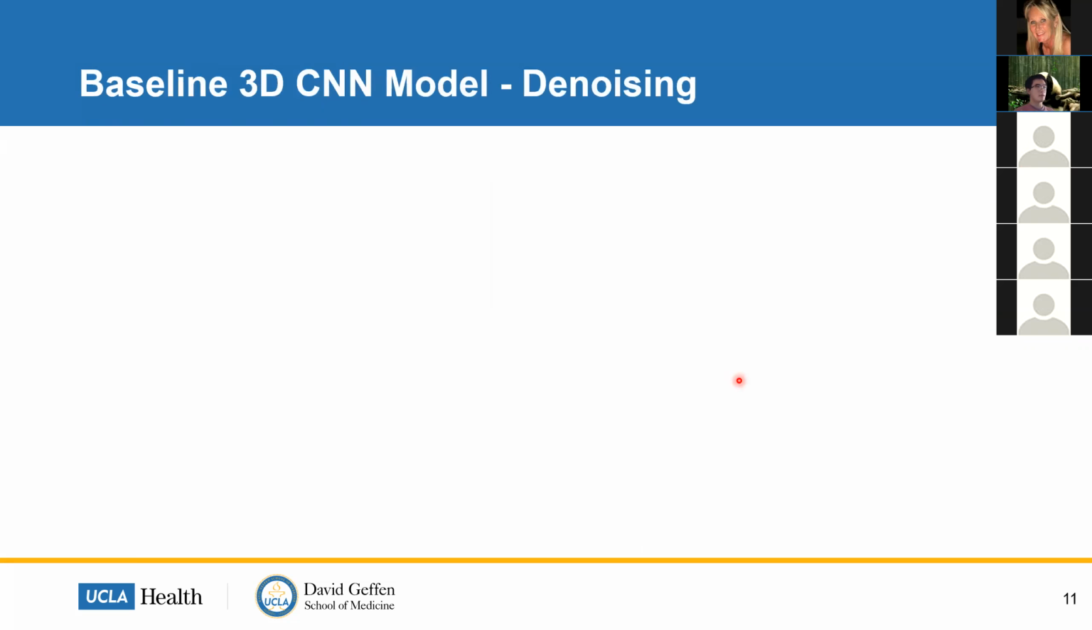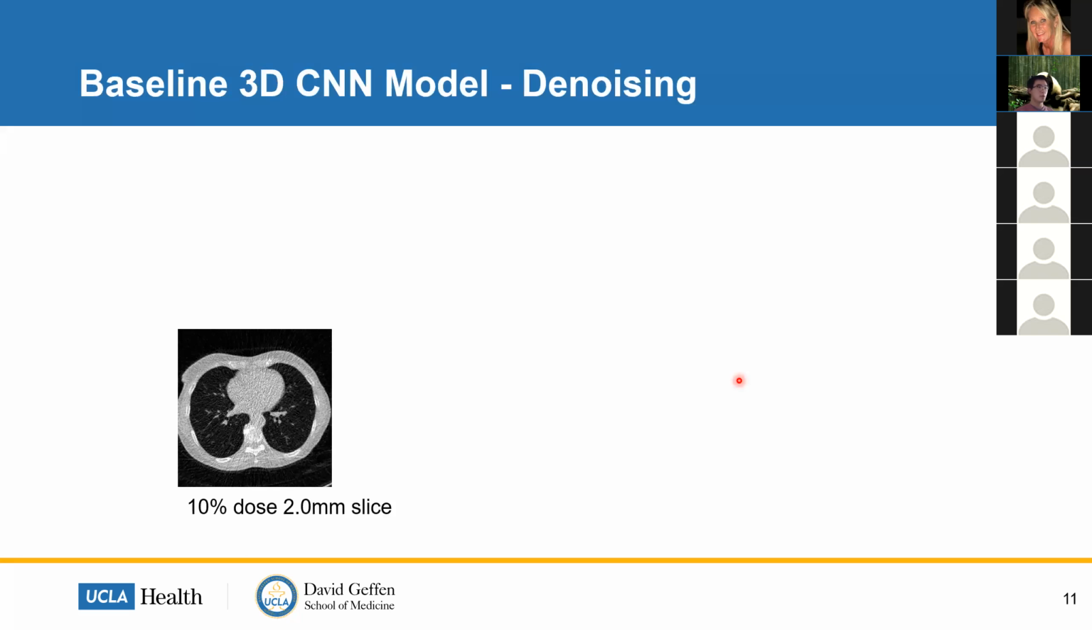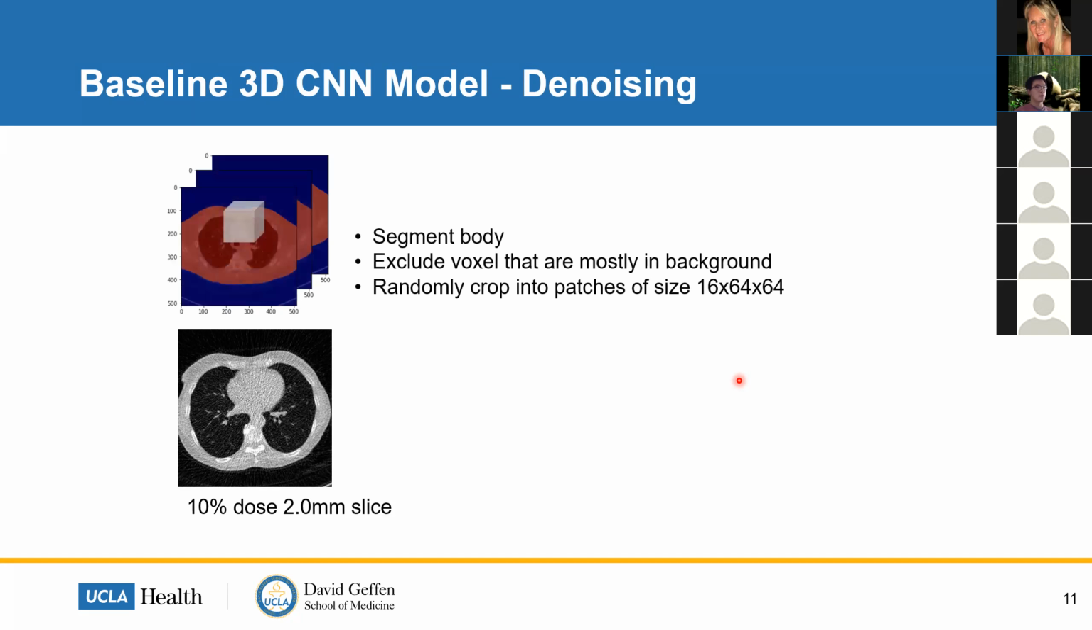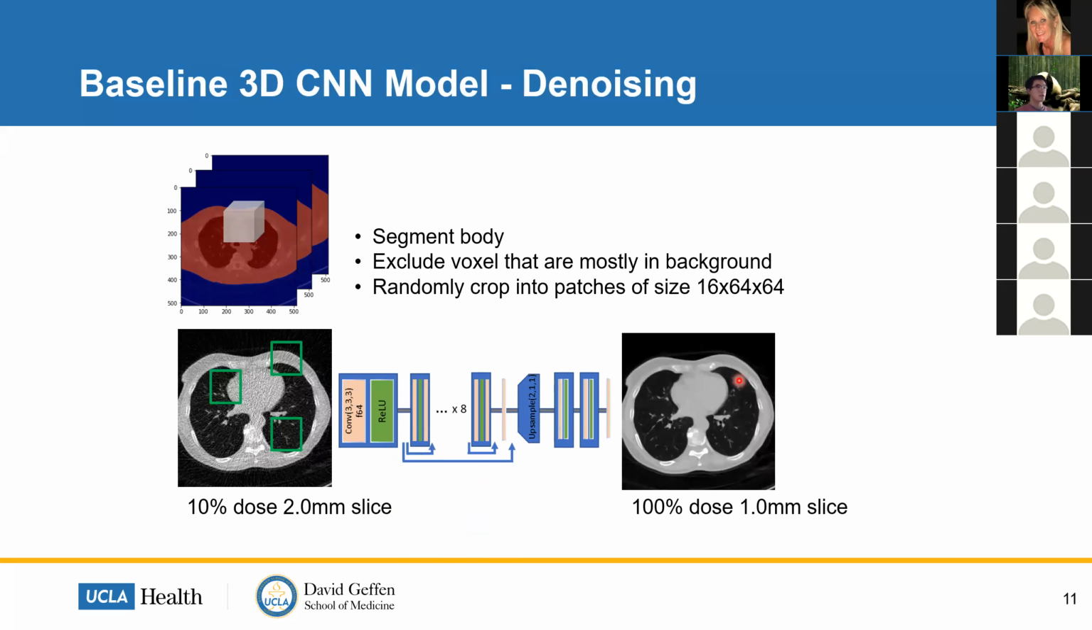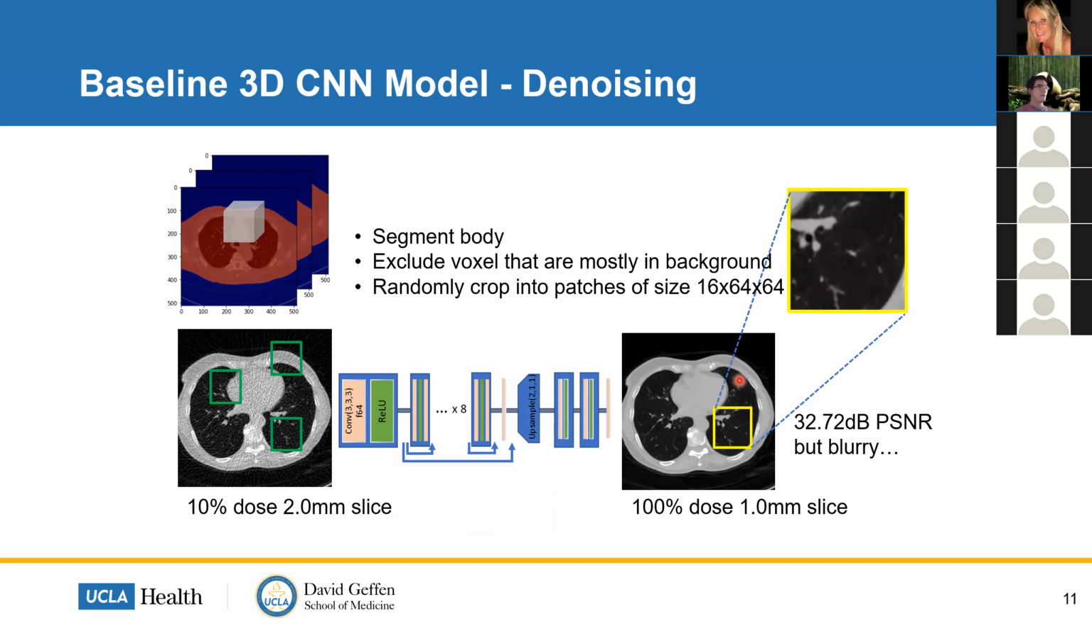So one baseline method that I'm showing here is using the CNN, which stands for convolutional neural network in deep learning. Here we train a 3D CNN model to convert a noisy 10% dose image to a 100% dose image using a multi-layer residual connection network. After the network learns the mapping, we take the image from the test set, and here's the result. If you zoom in, you can see it does a decent job in terms of denoising, but if you look closely, it's kind of blurry and some important details like textures are missing.